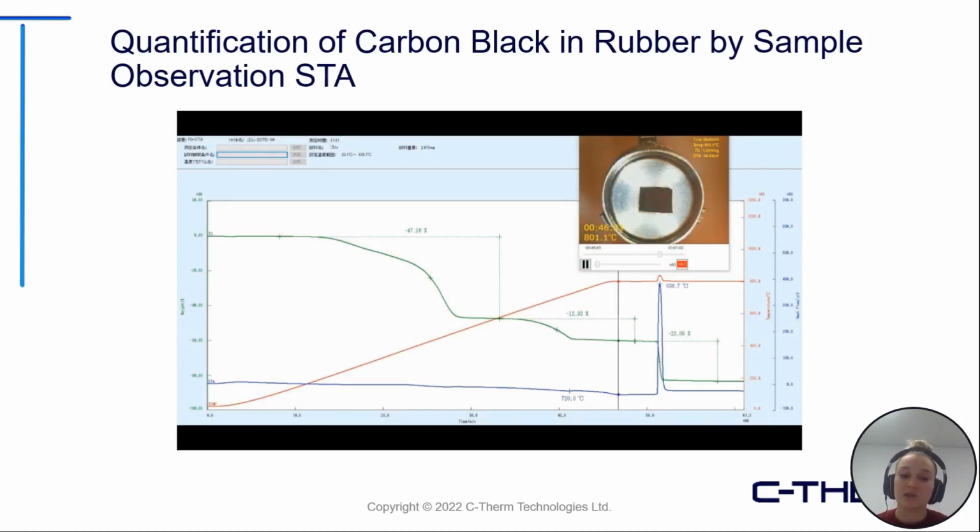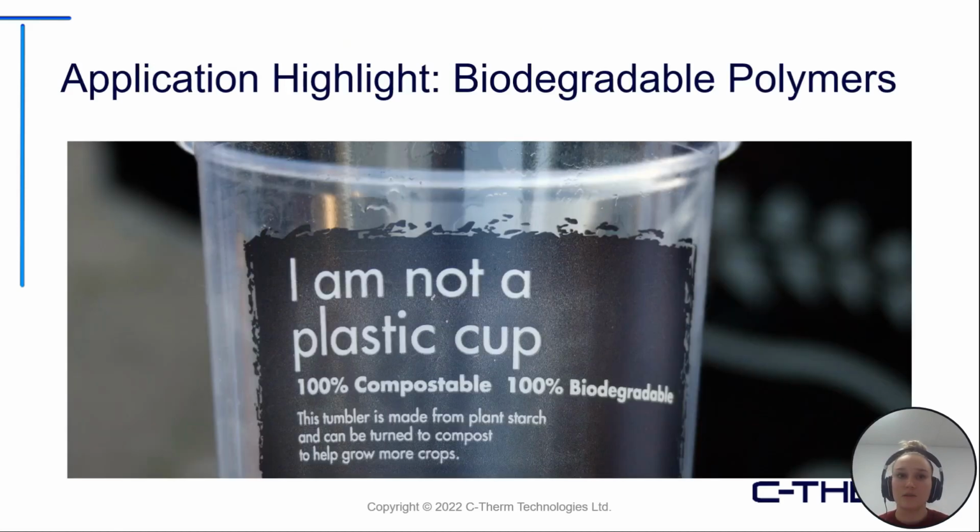The reason we're doing this switch is to see the exothermic peak due to the combustion of the carbon black. And here we go, we see the carbon black has combusted, and we can see from the mass loss there, the amount of carbon black in rubber is about 23%. Really nice application there.